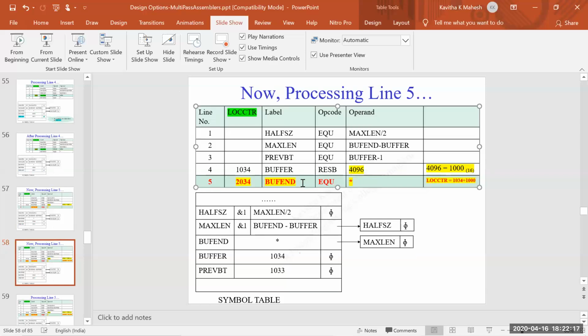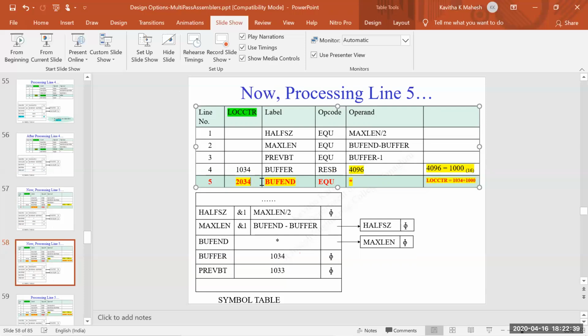What does the EQU statement mean? The EQU statement defines the value for a symbol, and the value is given by the operand field. The operand here is star. And what does star mean? Star indicates the current location counter value. The current location counter value here is 2034. So that is why the value for BUFFET at this point is 2034.